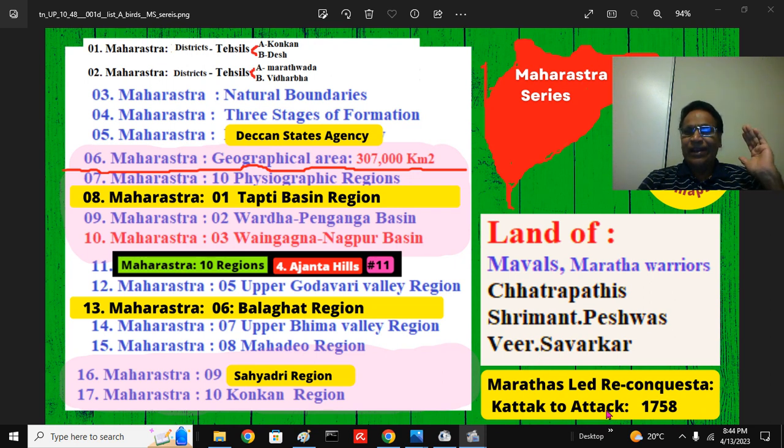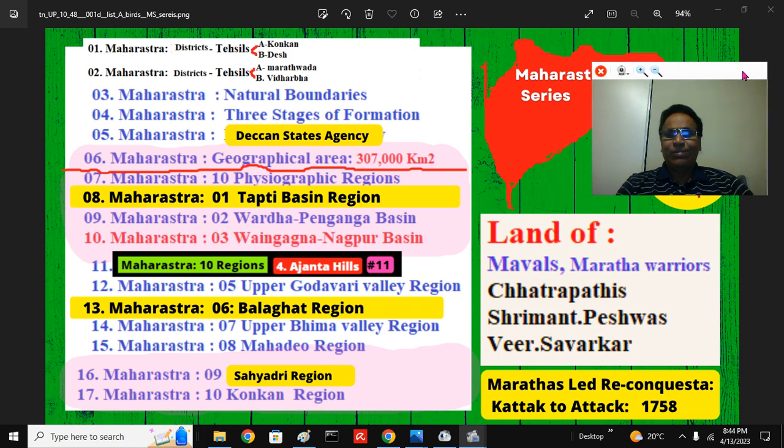Marathas led the reconquest of India and rolled back Mughal imperialism. So they had an empire that spanned from Cuttack to Attak, 1758. Cuttack is in the Utkal, Kalinga, Orissa region on the banks of Ganga Sagar. Attak is on the Sindh river, in the Potwar plateau of Paschim Punjab, that is Western Punjab, across the Radcliffe line today.